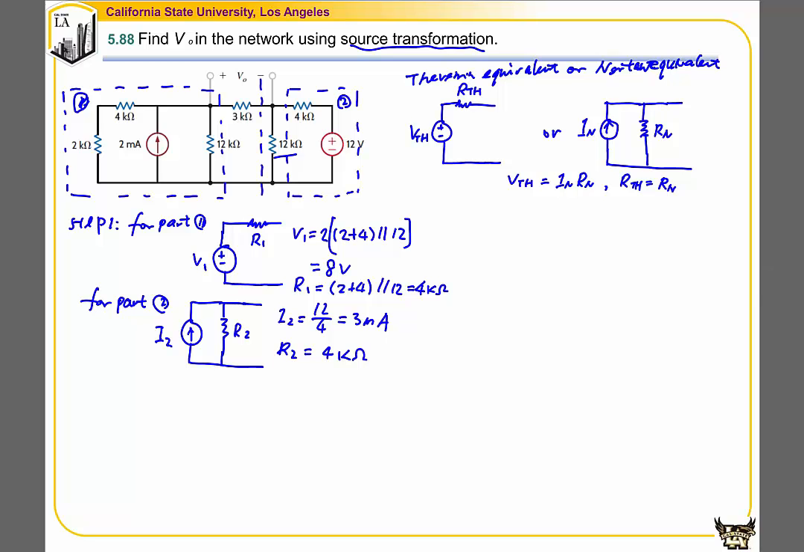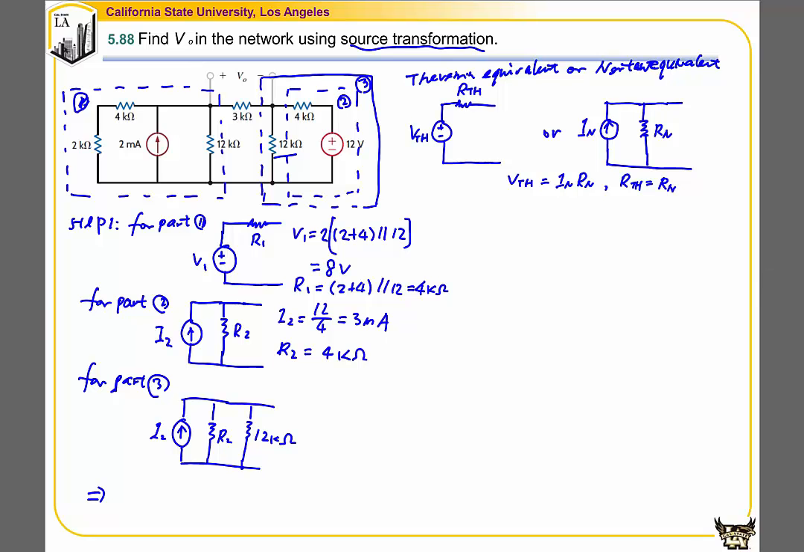So we simplify part 3 by using its Norton equivalent. Because these two branches are in parallel, the overall resistance is equal to R2 in parallel with 12, that is 4 in parallel with 12, which is equal to 3 kilo ohm. Then we can simplify the whole thing to the voltage source form, or Thevenin equivalent. So that is V3, say R3, and V3 is equal to the current I2 times R3, and R3 is equal to 3 kilo ohm, the same resistance as we mentioned before.